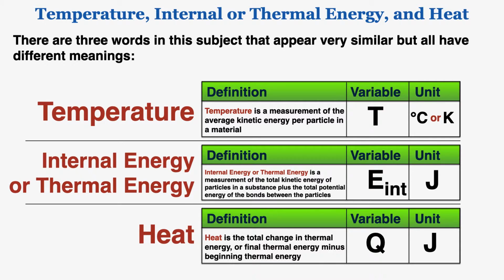Heat is the total change in thermal energy, or the final thermal energy minus the beginning thermal energy. So heat is a change in energy, and we use the variable capital Q to symbolize heat. And because it's a change in energy, it's also measured in units of joules.